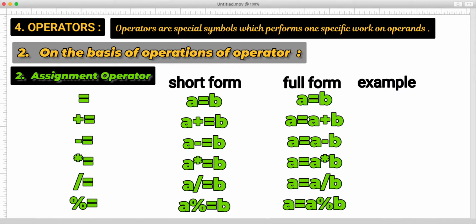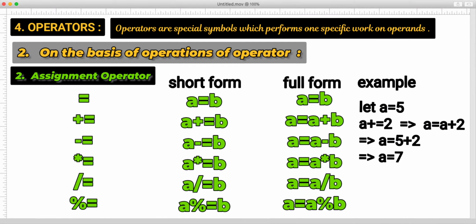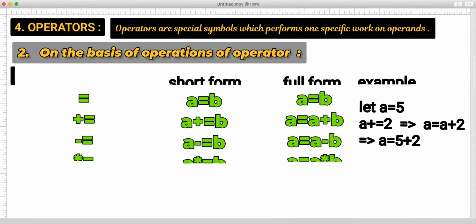Examples are also there. Suppose we write a plus equals to 2, so here it is defining a is equals to a plus 2. Suppose a is equals to 5, so a is equals to a plus 2. So 5 plus 2, that is, now a is 7. Hope you understand the assignment operator.